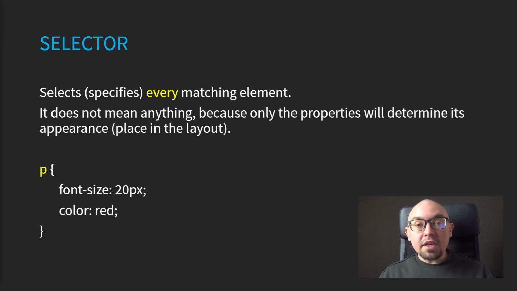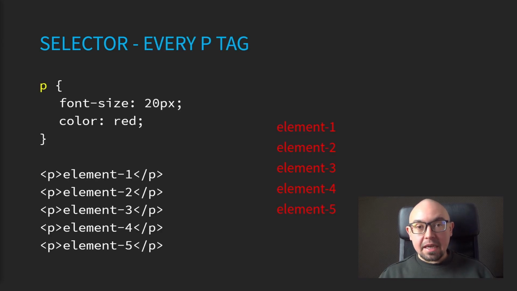What if there was no p tag on our website? This would not be an error. The browser would simply remember to apply this rule to every p tag that would appear on the website. Of course, it doesn't make sense from a web developer perspective to create rules for non-existing elements, but technically it's not an error. Let's see it with an example. We have a rule here for all the p tags in our document. We specified that they should be 20 pixels big and they should have a red color, and all our p tags will obey this rule.